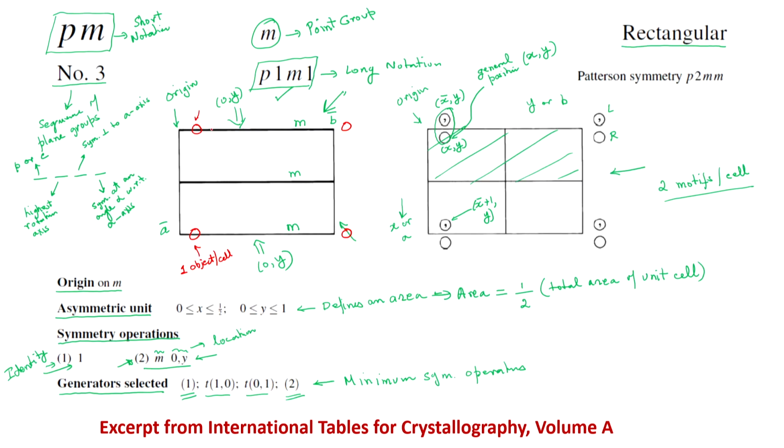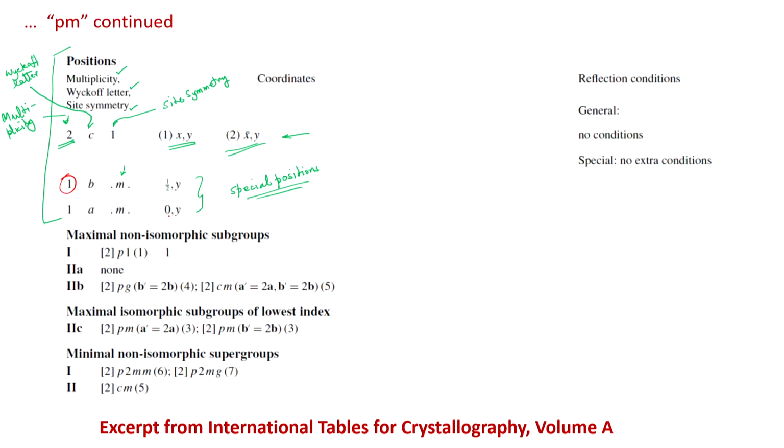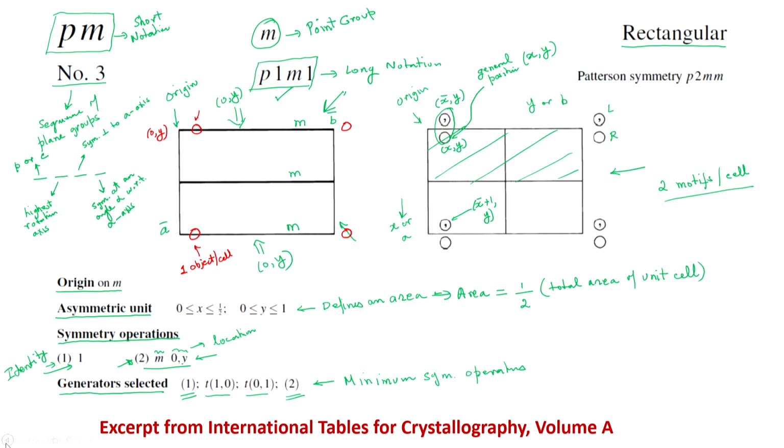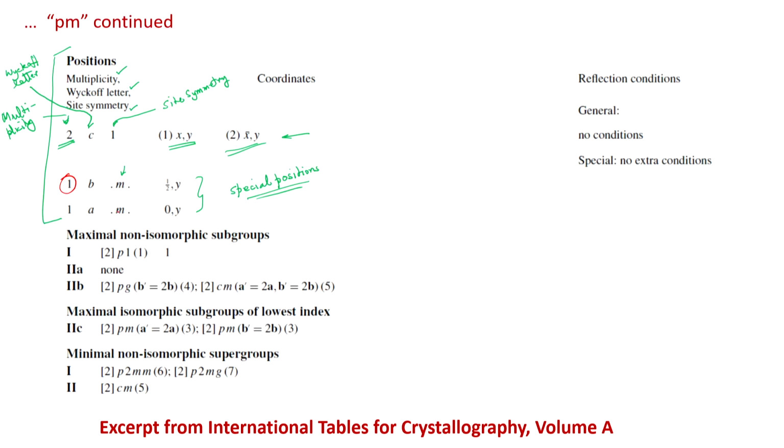This mirror plane is on the coordinate 0 comma y, or I should say, if I look at it, it is 0 comma y, and out here the middle mirror is half comma y. The third one is part of the other unit cell, or it is called equivalent to 0 comma y. So, I have 2 such spatial positions, one at half comma y, the other at 0 comma y, and both have the same multiplicity.